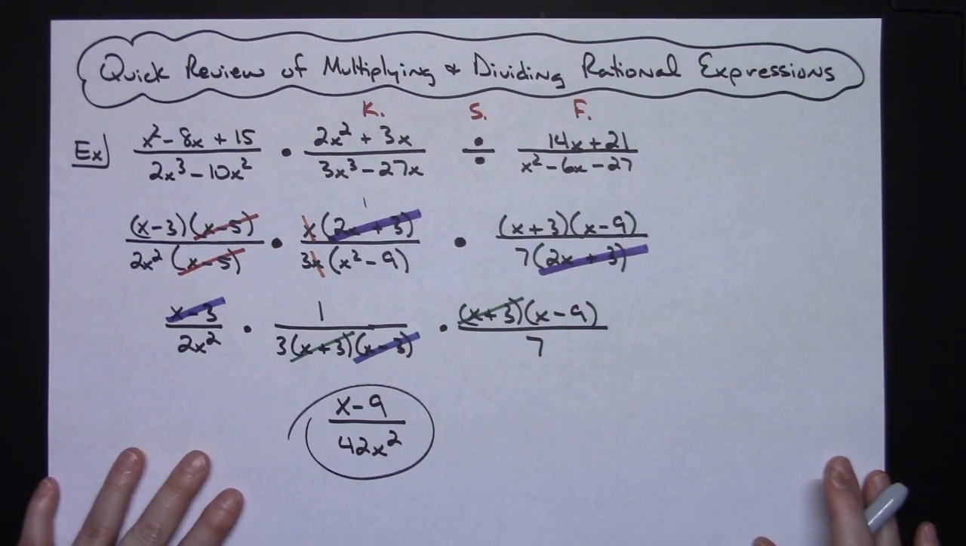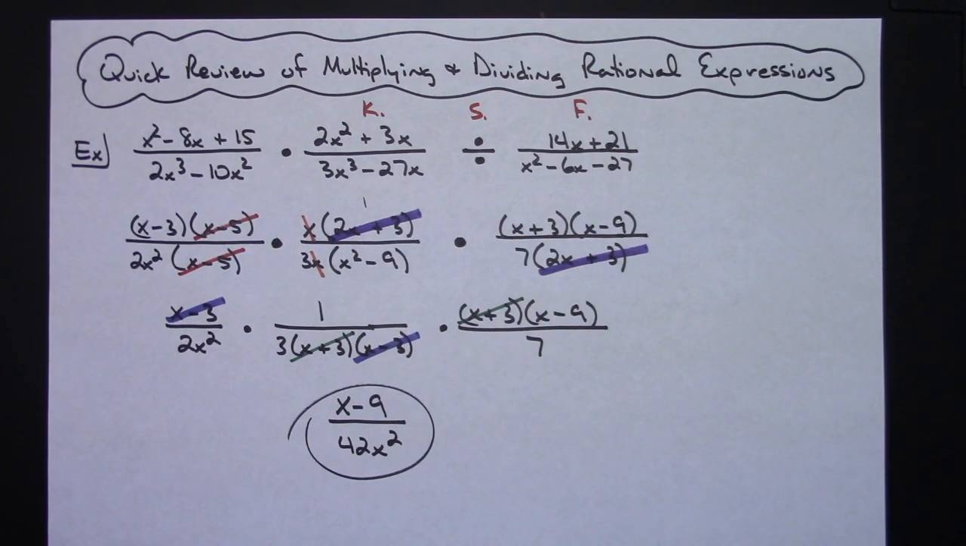So just one real quick example there, putting both multiplication and division of rational expressions all in the same problem. Just a quick review, assuming that you had done this once before and you were just needing a refresher.